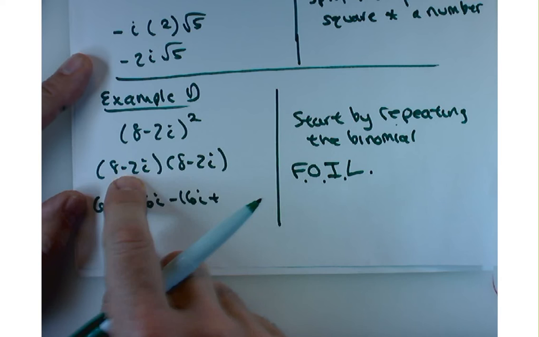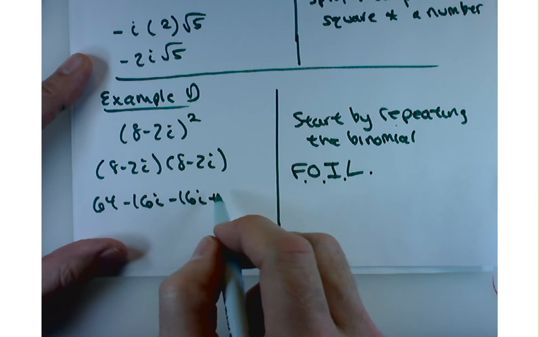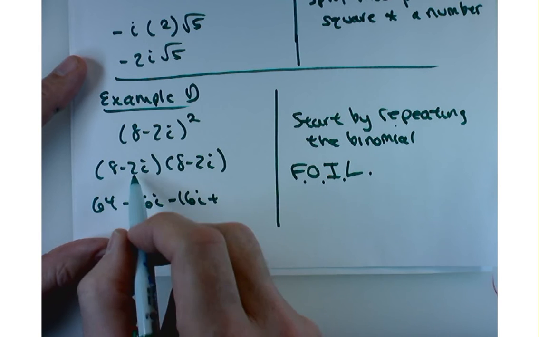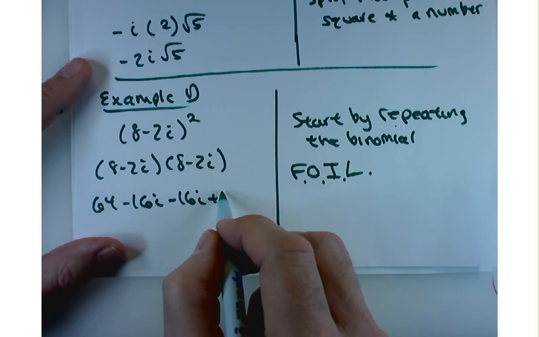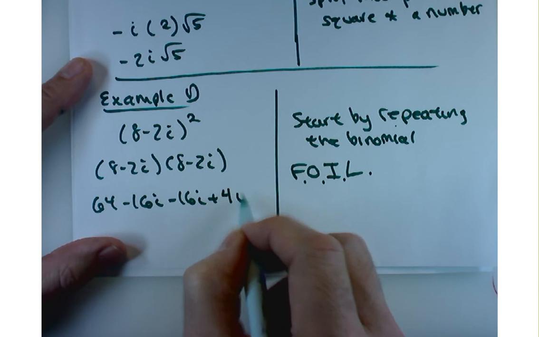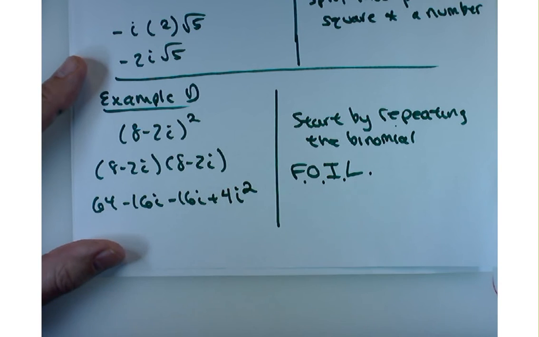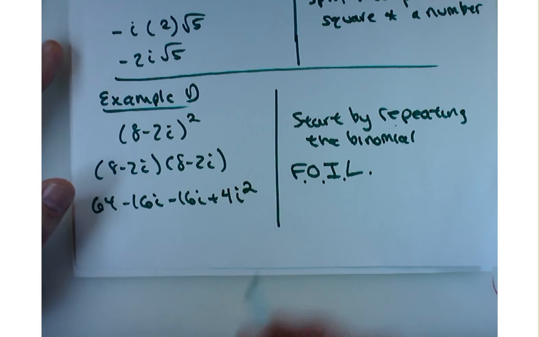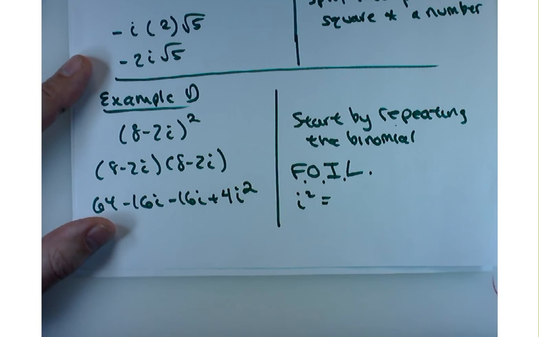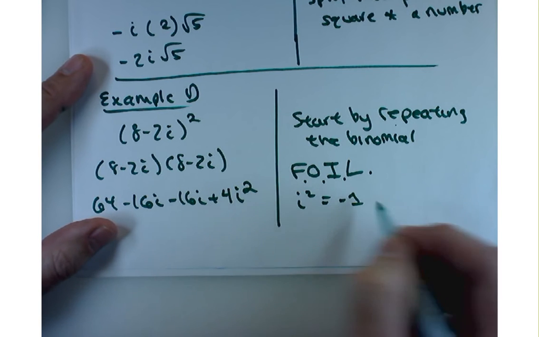A minus times a minus is plus. What am I going to end up with here? Hunter, when I multiply 2i times 2i, what will I get? Negative 4i plus 4i. Oh, i squared. Perfect. Plus 4i squared. Thank you. Now, somebody help remember, what does i squared equal? Negative 1. Thank you, Josh.